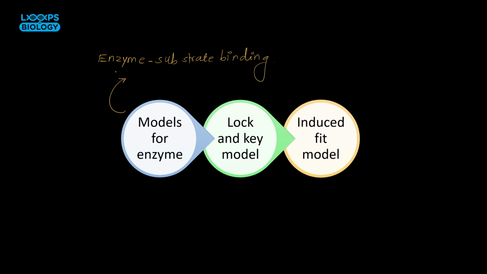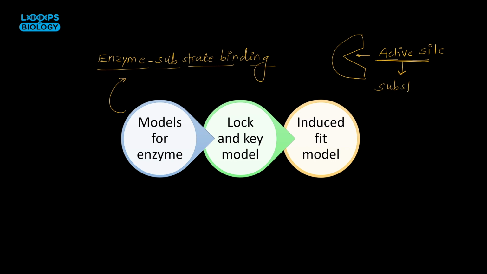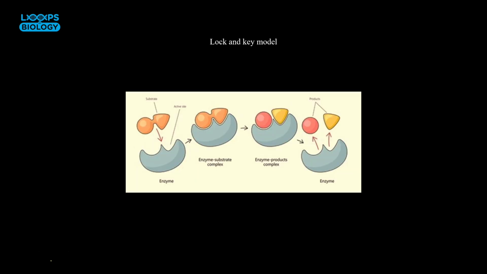Alright, there are two models. First one is the lock and key model. This enzyme substrate binding is basically whenever an enzyme has one site, this site is called the active site of the enzyme, or substrate binding site, where the substrate is bound. So there are two models in your syllabus, that is the lock and key model and the induced fit model. Let's see what they are.